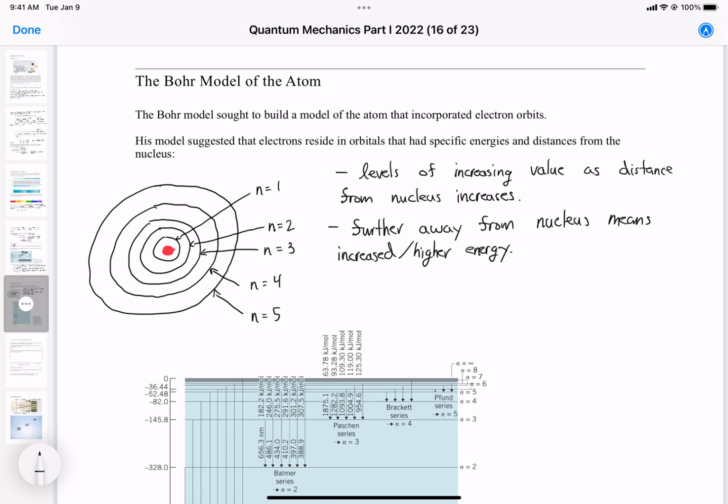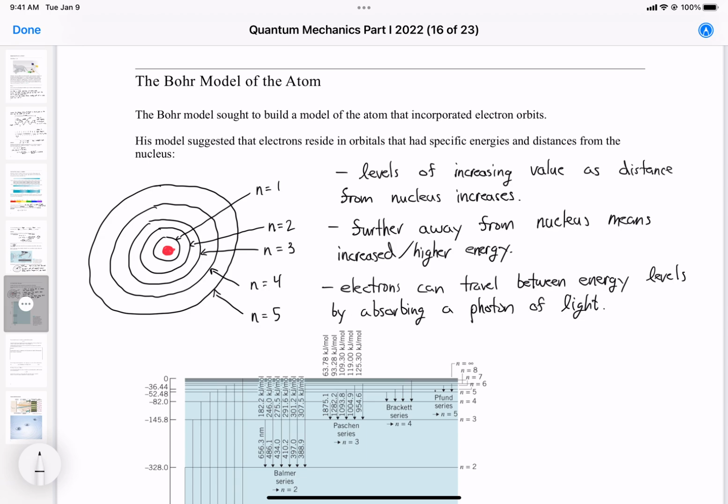Okay? So we can say electrons can travel away between levels by absorbing a photon of light, or in this case energy, by absorbing a photon of light.